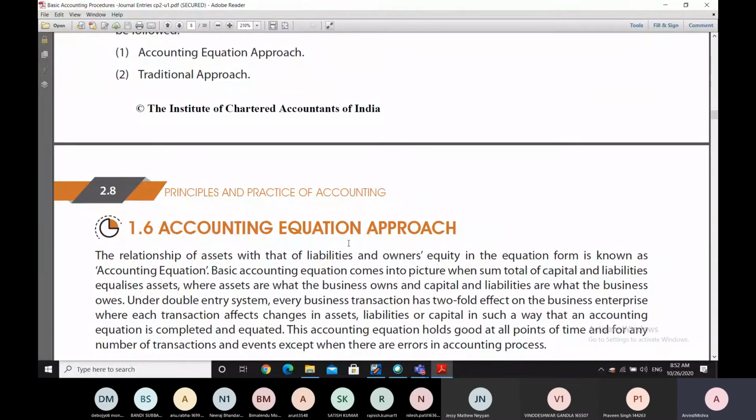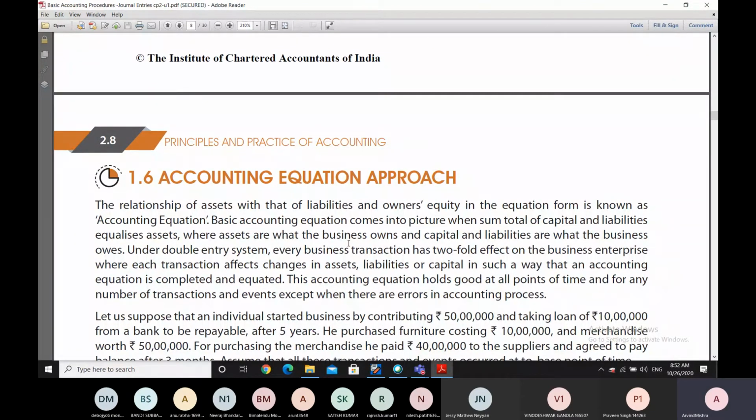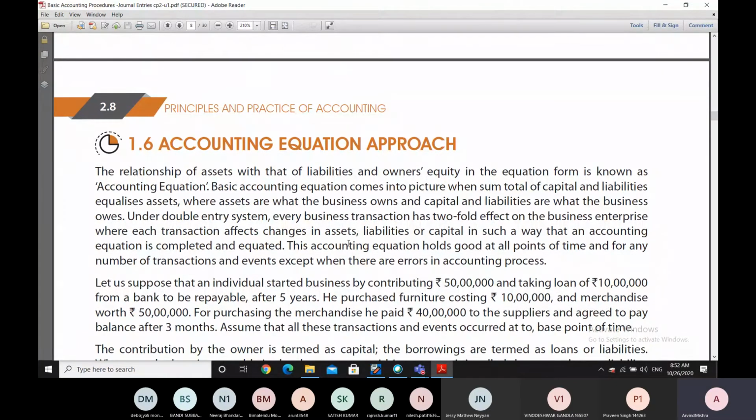So first of all, let us again try to understand the accounting equation approach. The accounting equation approach talks about a relationship between the assets and liabilities and the owner's capital or owner's equity in the form of an equation which is known as the accounting equation. The basic accounting equation implies that when we total the capital and the liabilities, it will come equal to the assets. Where assets means whatever the business owns, the capital and liabilities are what the business owes. So the difference between ownership and owing.